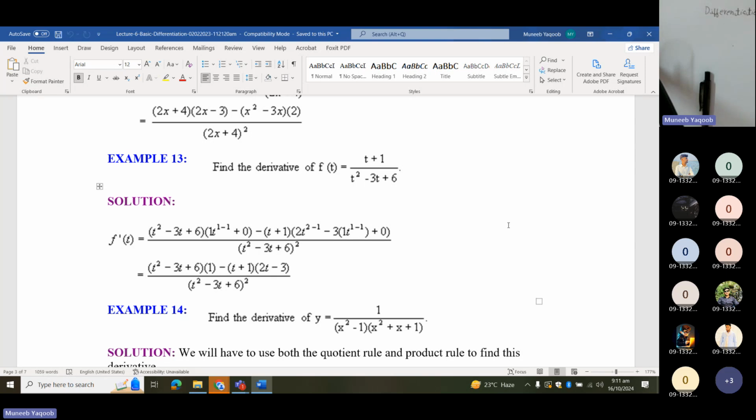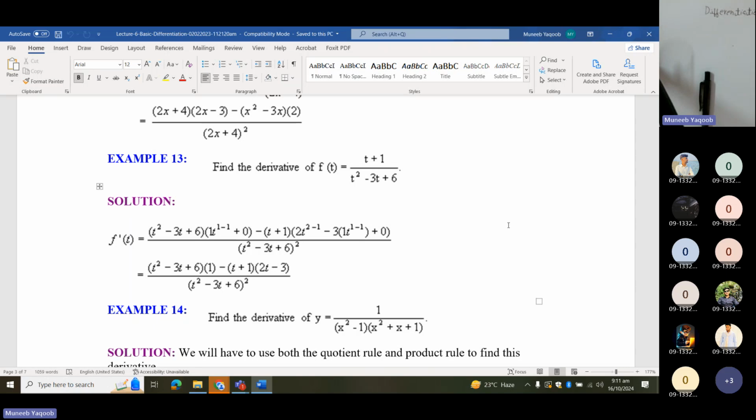If we are to calculate the derivative of this fraction, again we will take t square minus 3t plus 6 as it is, and we will calculate the derivative of t plus 1, which will be 1 times t power 1 minus 1 plus 0, because the derivative of 1 is 0. Then we will write minus of the formula.